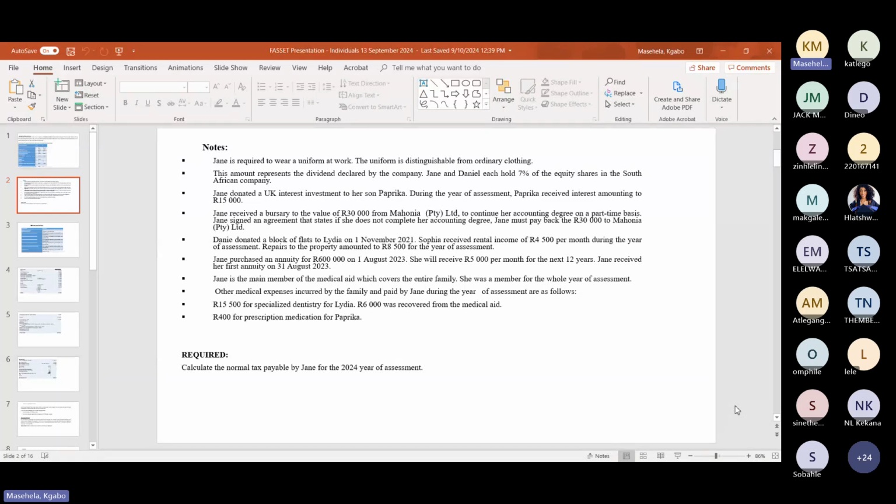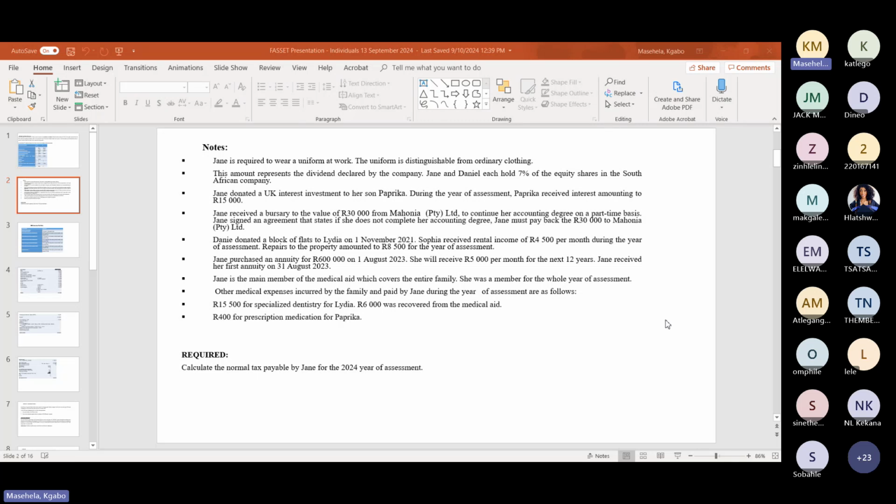Jane received her first annuity on the 31st of August 2023, which forms part of the 2024 tax year of assessment. This was the medical expenditure, which she covers for the entire family. Other medical expenditure incurred by the family paid by Jane during the year is 15,500 for a specialized entry for Lydia. 6,000 was recovered from the medical aid. 400,000 for prescription medication for Paprika.